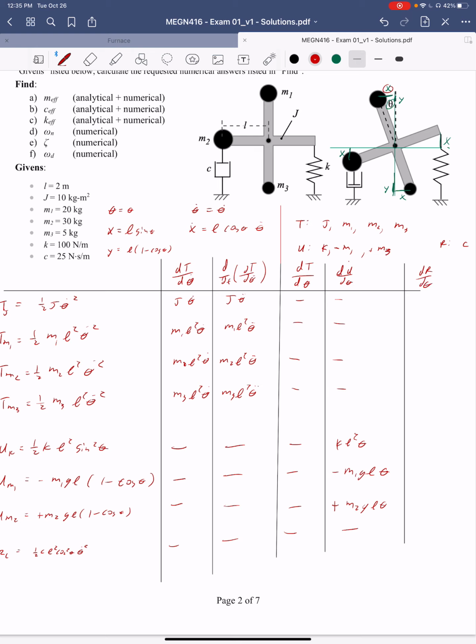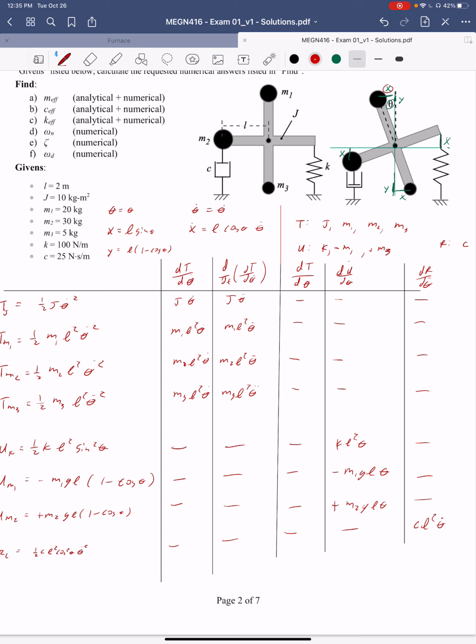So the last one is the derivative of R with respect to theta dot. Those are not dissipative energy terms. The only one is the bottom. And this one resolves to C L squared theta dot. Okay, once again, if you want help with that derivative, let me know, and we'll work on it. Okay, so that takes us through step 11. So that went pretty fast.